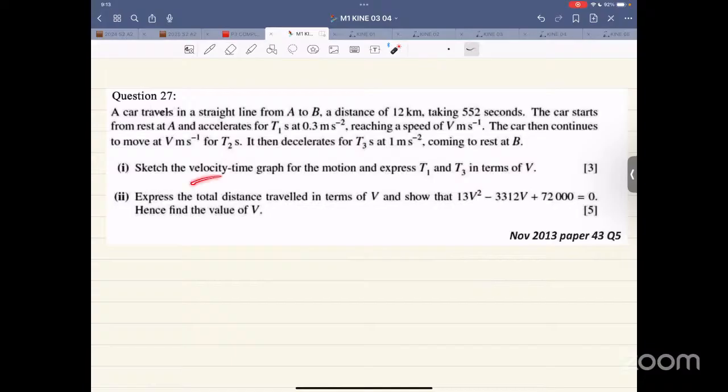Now it says sketch the VT graph. Of course, these are unknown at this point, so in terms of that, you have to sketch it. Express the total distance traveled in terms of V and show that this thing, 13v square plus 3312v plus 72,000, is equal to 0. Hence, find the value of v.